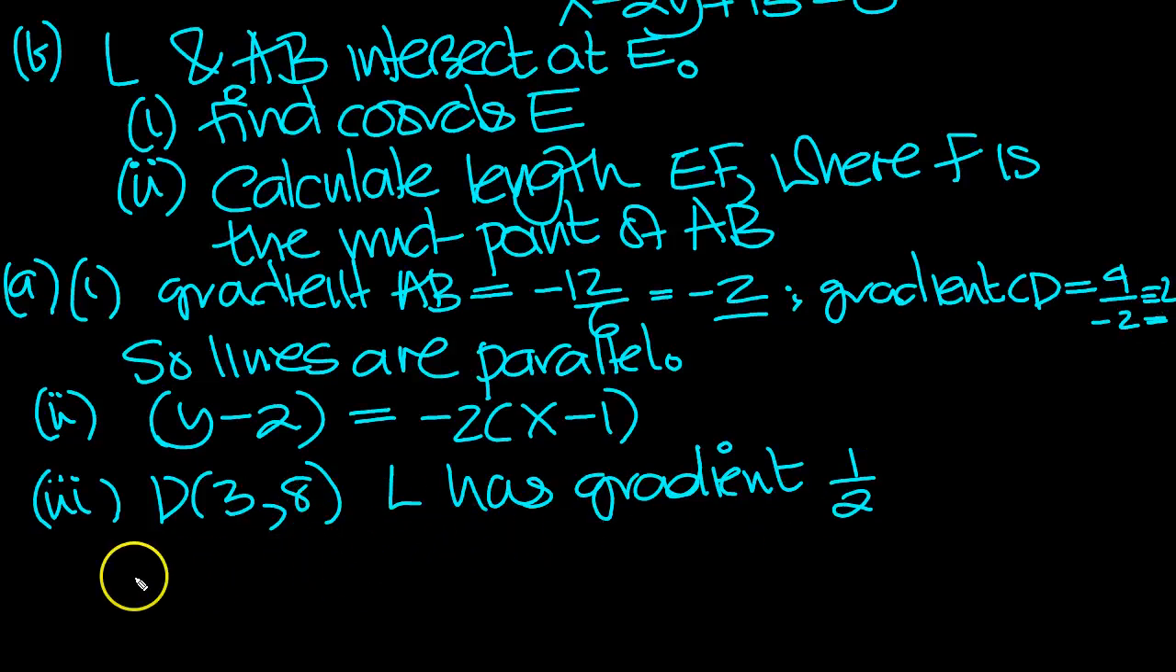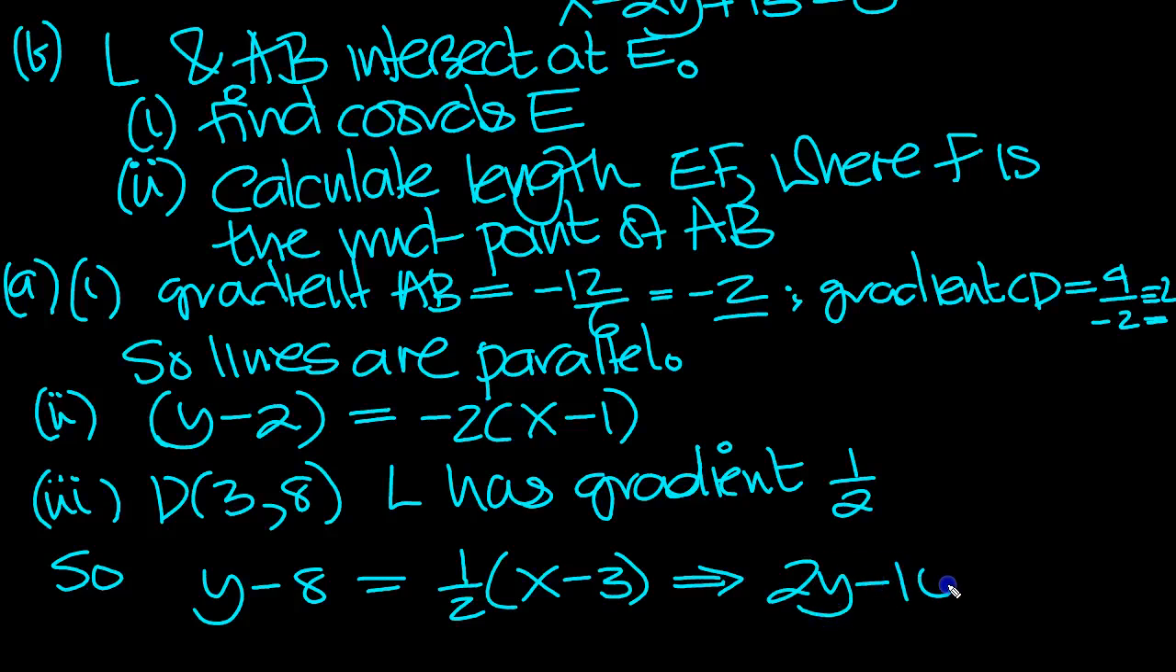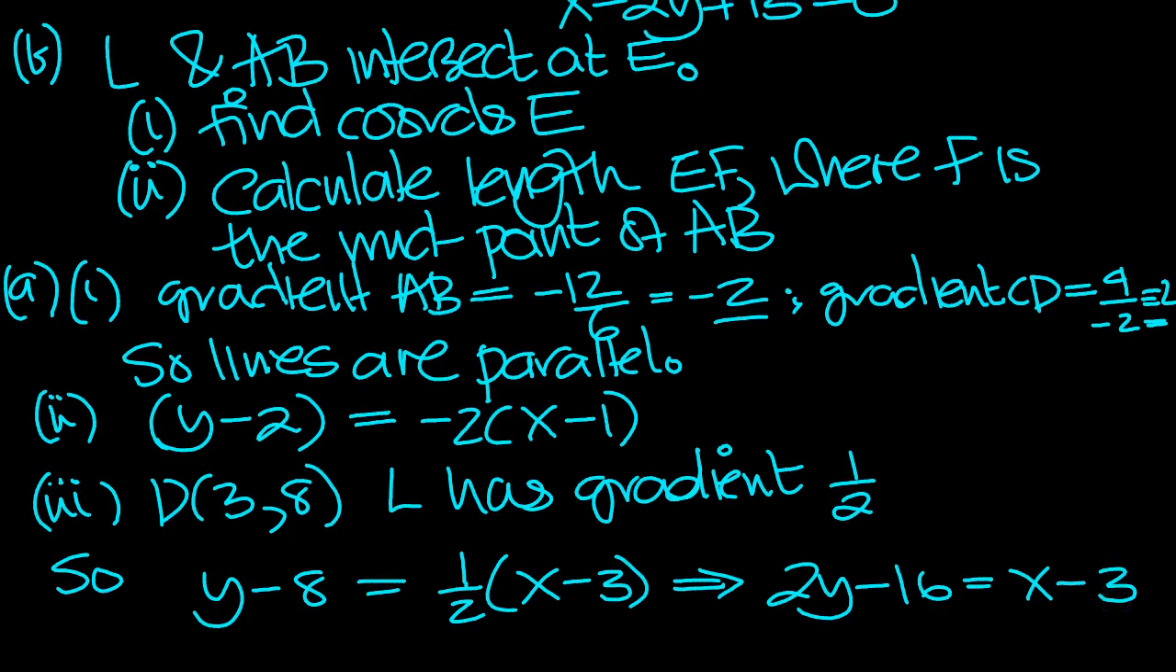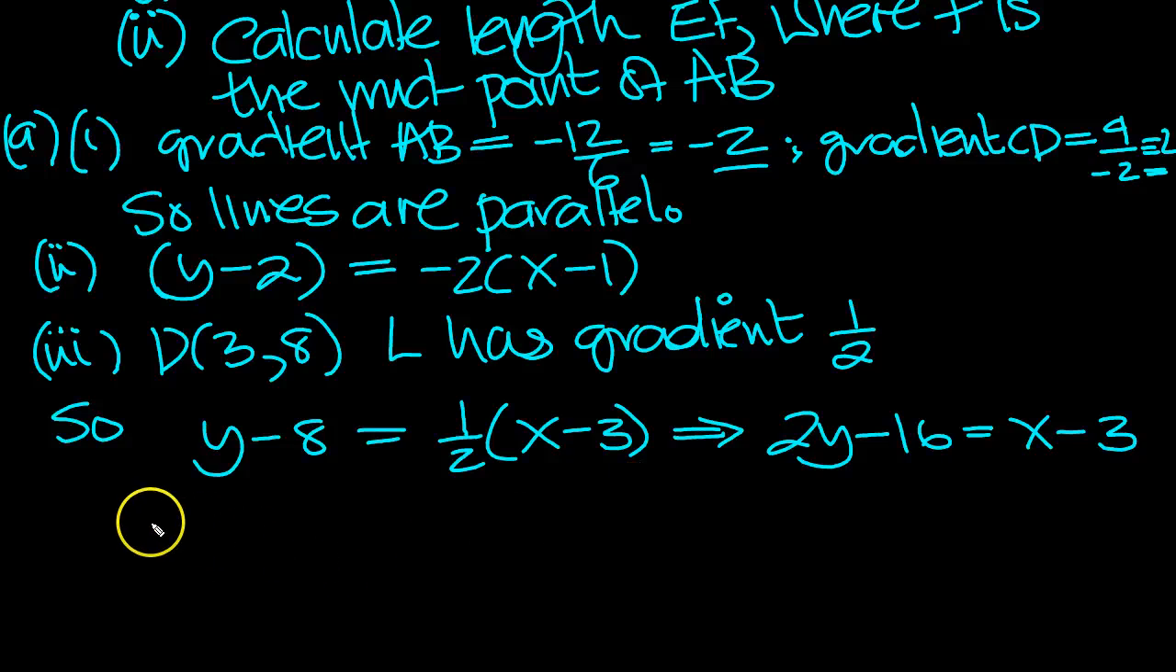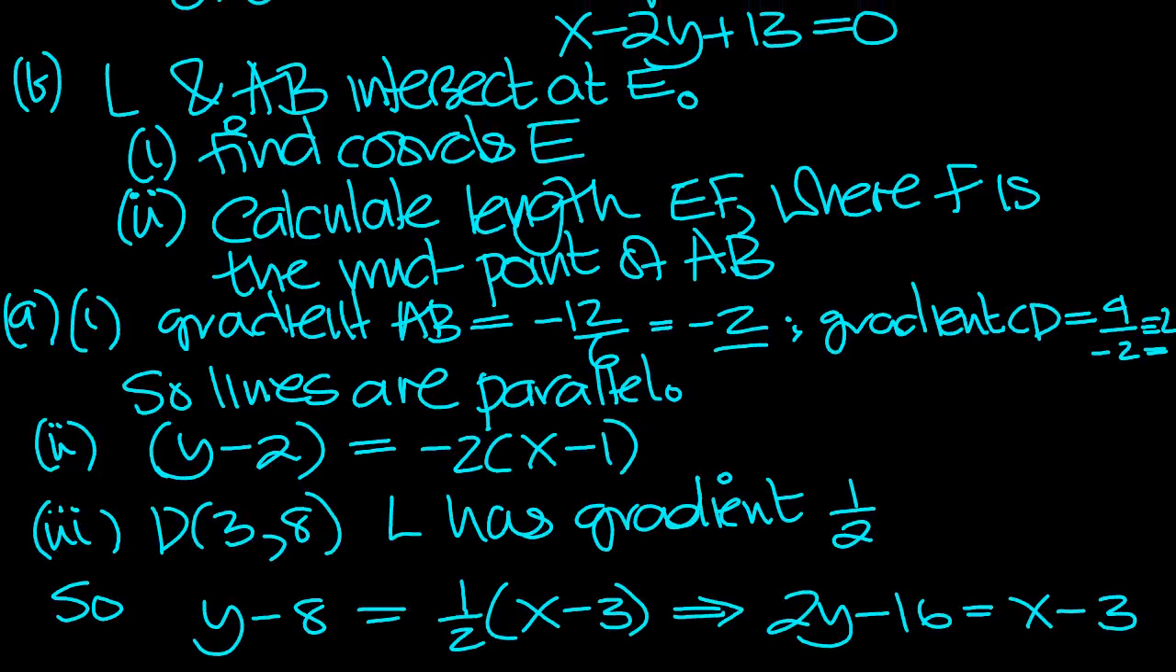Here's the point it goes through. This is the line, so we've got y minus the y value is equal to the gradient, a half, times x minus the x value, which is 3. So now move the 2 up to be 2 times all this, so it's 2y minus 16 is equal to x minus 3, and now we can move everything over to one side, can't we? So we end up with x, move the 2y over to minus 2y, and then move the 16 over to plus 16, take 3 is plus 13 equals 0. And that's what we wanted to show.